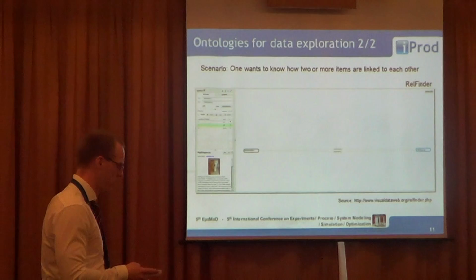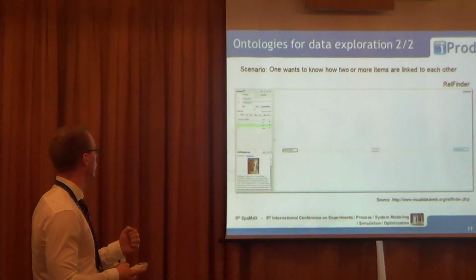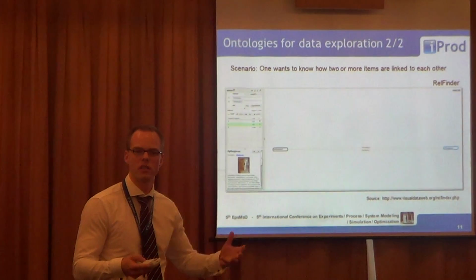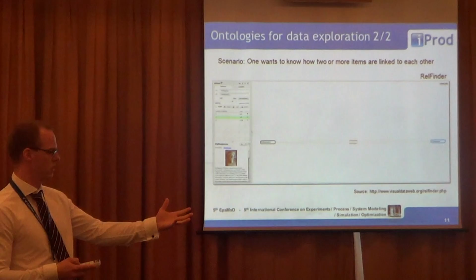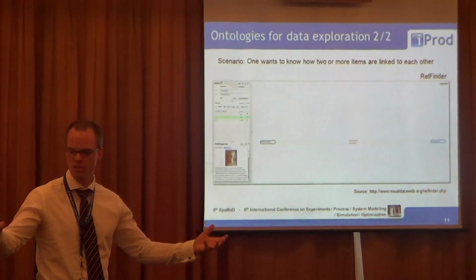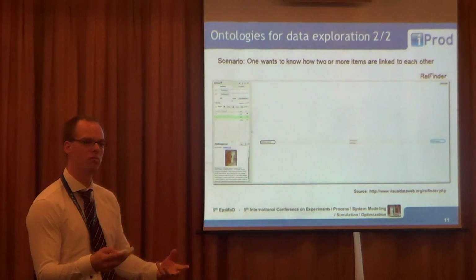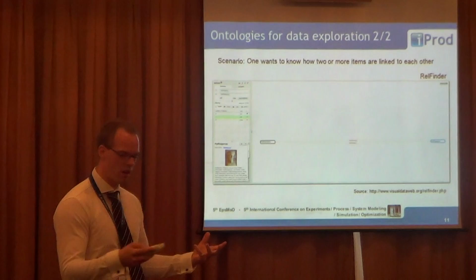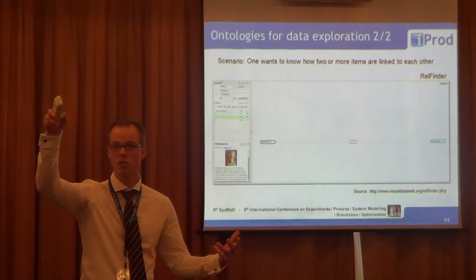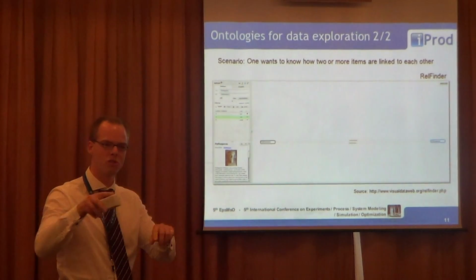Now, the next example is a little bit of a different approach. If you want to know how two or more items are linked together. So for example, I have this requirement and I have this test. How are they related to each other? Maybe the test verifies exactly that requirement. Maybe the test works on some product structure element that is over six nodes in the graph connected to that thing.